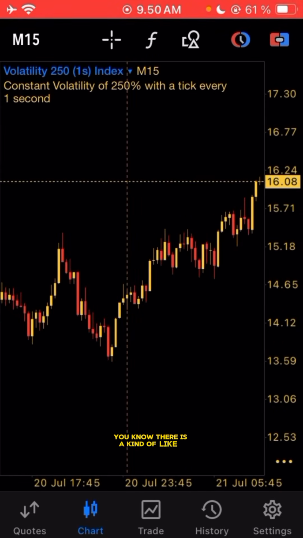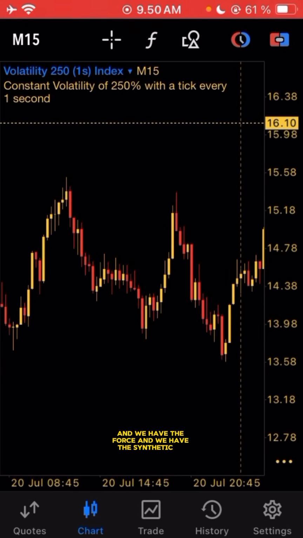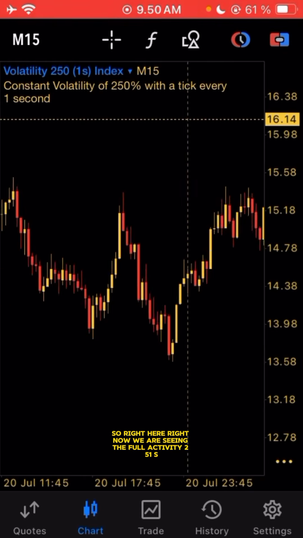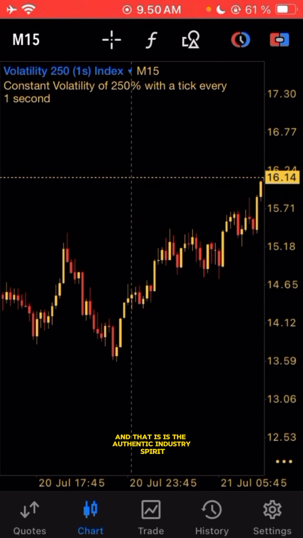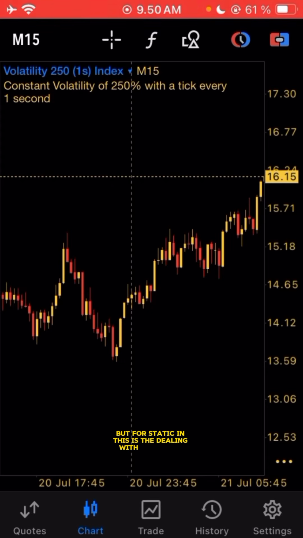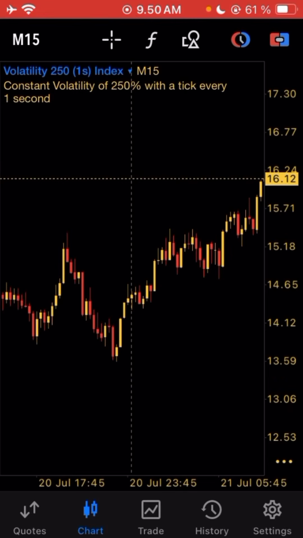There is kind of a two side of trading when it comes to the forex space, or when it comes to the MetaTrader space, right? And we have the forex and we have the synthetic indices. So right here right now we are seeing the Volatility 25 1s, and that is a synthetic indices pair. Now forex pairs deal on currencies, they deal on commodities and the rest of them, but synthetic indices deal on volatility pairs. Okay, they deal on Volatility 75, Boom and Crash and the rest of them.